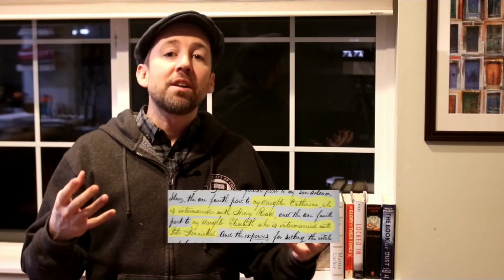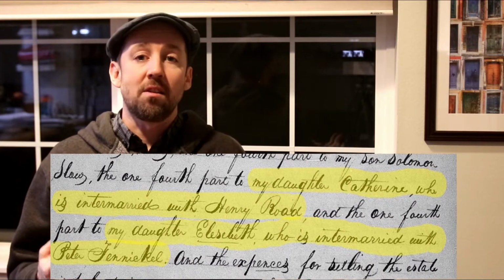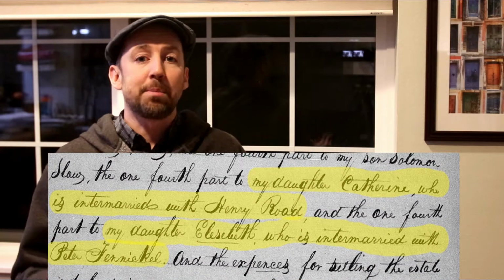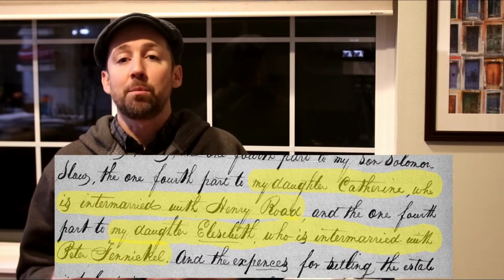Wills are fairly boilerplate. You'll see similar language in all of them, and there are a couple conventions which are incredibly helpful for genealogy. First, listing children in birth order. It's not used all the time, but when you have no other indicators of age, assume the kids are listed by age. It can be a really useful way to narrow down your search. And second is the clarifying text listing sons-in-law that often appears in wills. For example, Caroline, who is intermarried with Henry Roth.